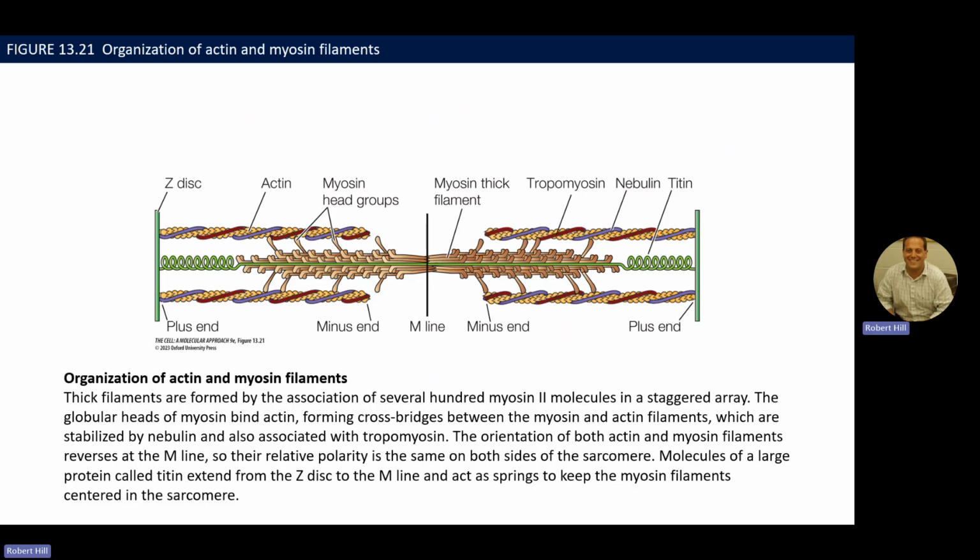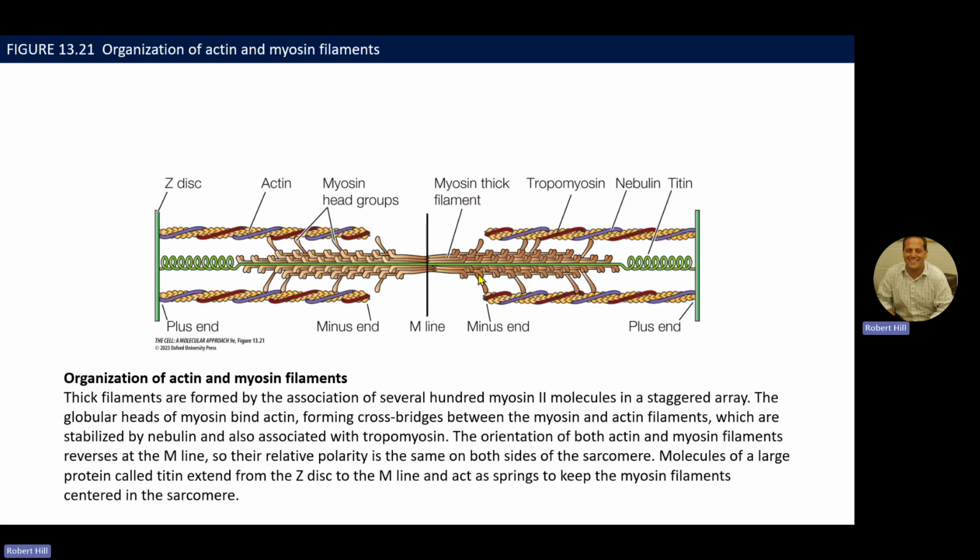All right, here you can see we can reinforce what we just talked about. Thick myosin filaments are composed of many, many myosin 2 molecules, and you can see them interacting with actin filaments that are anchored to the Z discs. We call this connection a cross bridge when it's binding to the actin binding sites, and that's occurring during contraction. The proteins nebulin and tropomyosin and titin are considered stabilizing proteins, and you can see them in this figure as well.